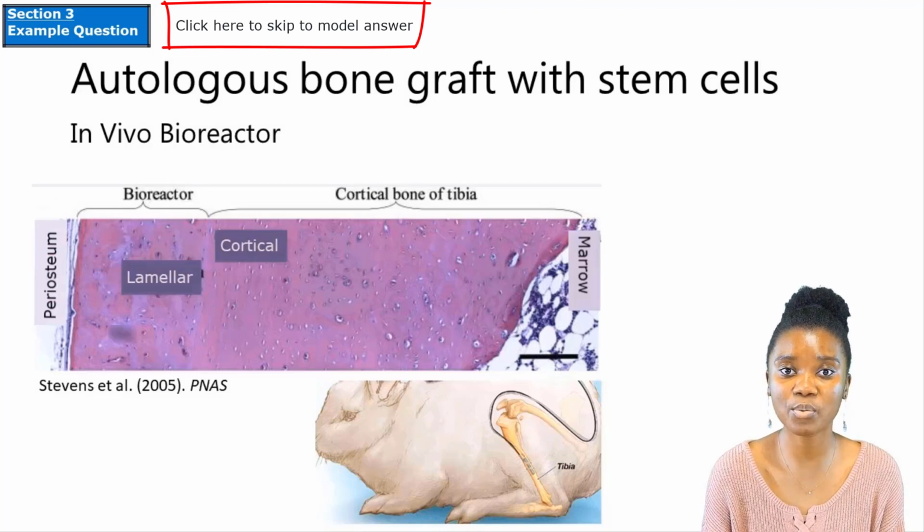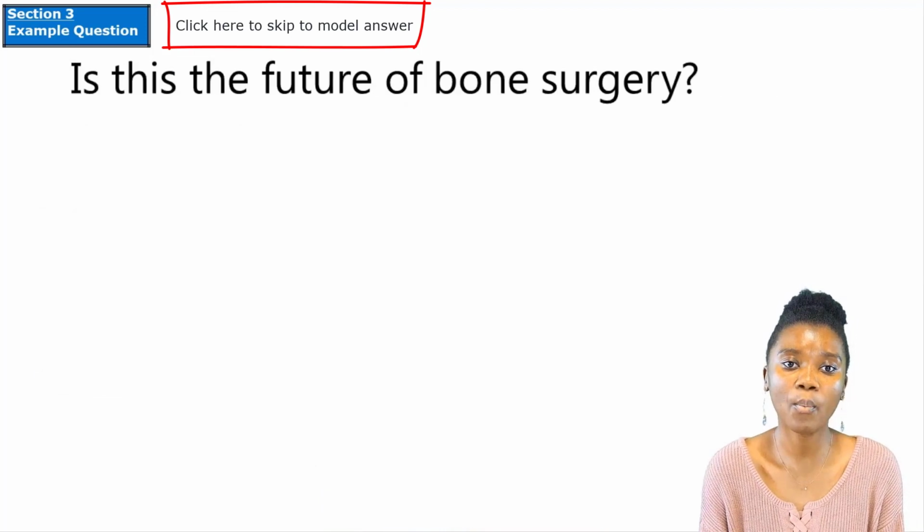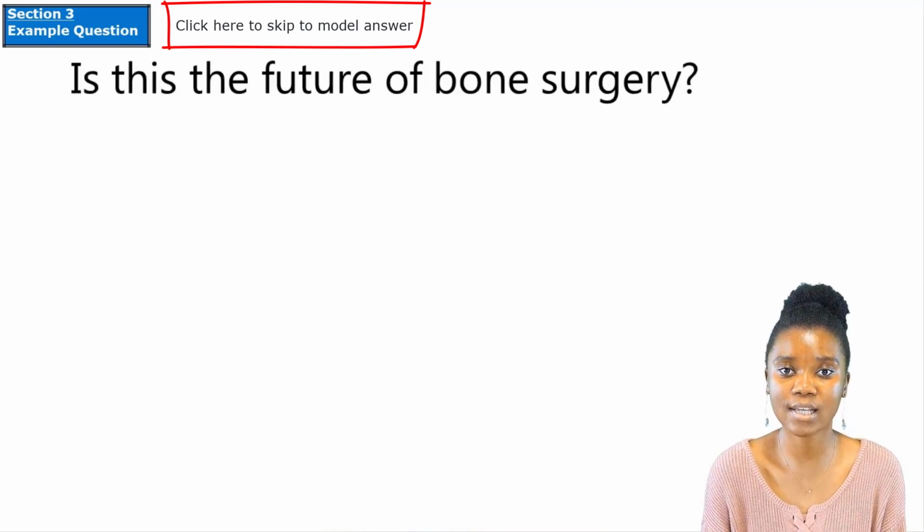This method has 3 major benefits for the patient. It can create large amounts of living bone, the genetics of the tissue is identical to the patient's, and the vascular structure is ready to attach to the broken bone. While the in vivo bioreactor is a significant advancement of medicine, it is still largely in the preclinical phase and has only seen limited use in humans so far.